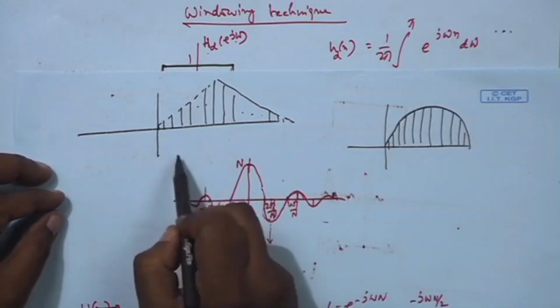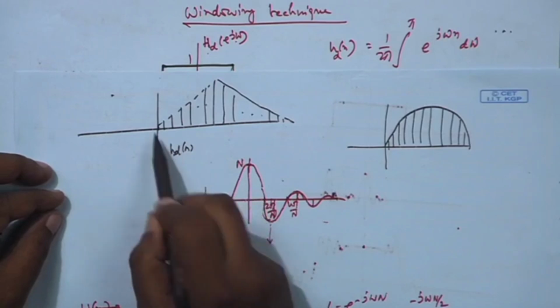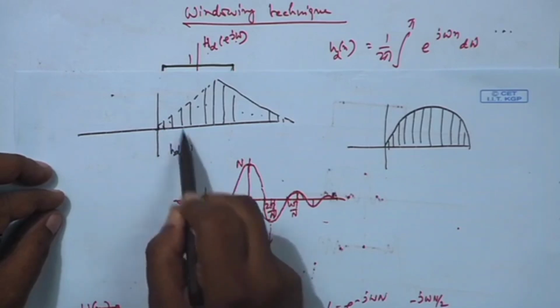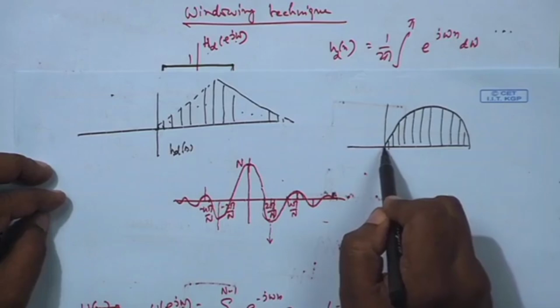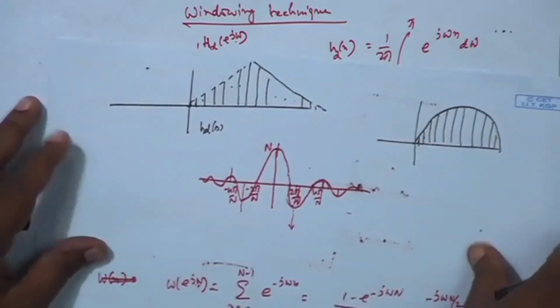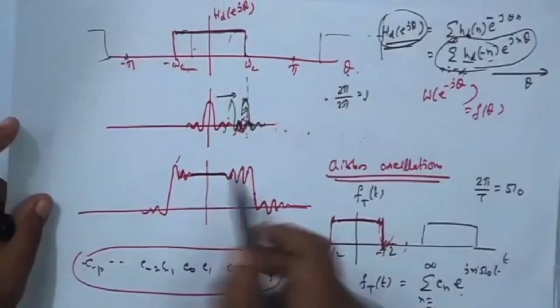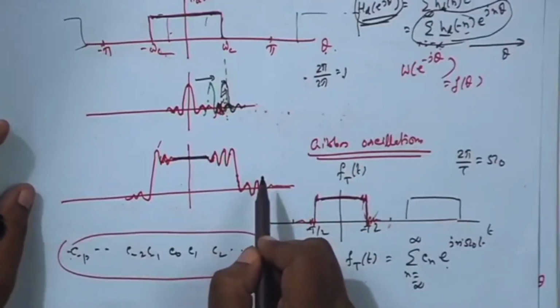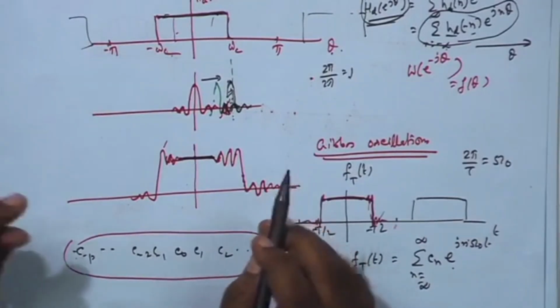So, here you multiply the h_d samples, h_d[0] by this, h_d[1] by this, h_d[2] by this, like this, and you get better performance in terms of this ripple. So, that is all for the windows.